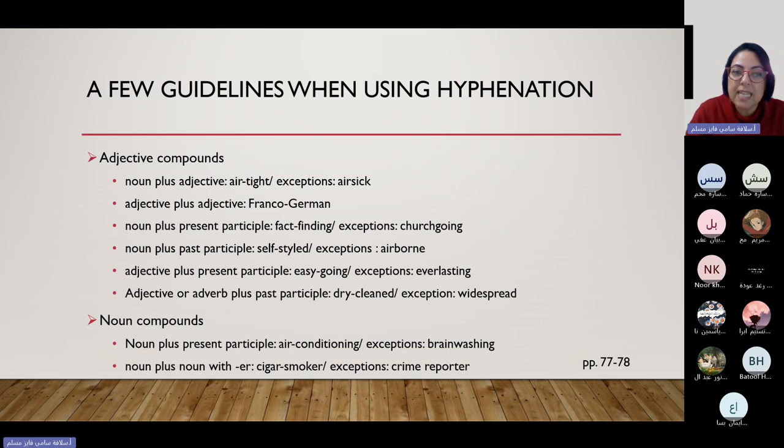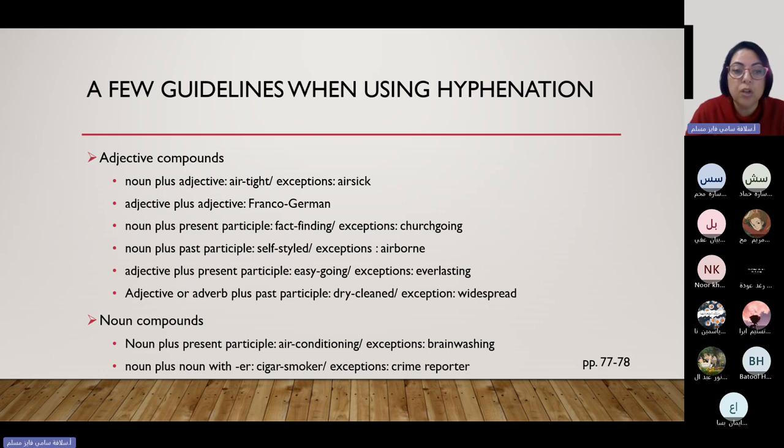Now we talked about, this is the adjective. Now we have noun compounds. When to use a hyphen? When we have a noun compound, meaning a combination of two nouns together. Noun. Okay. We have noun plus present participle. Air-conditioning. Here is the noun air and conditioning, the present participle. Exception, brainwashing. Noun plus noun with ER.